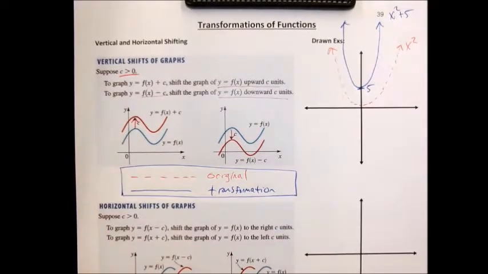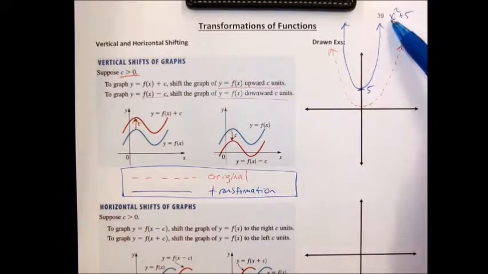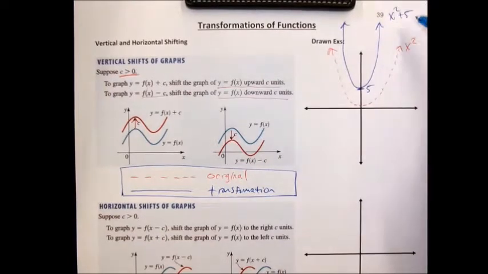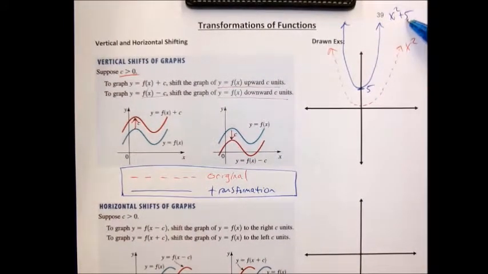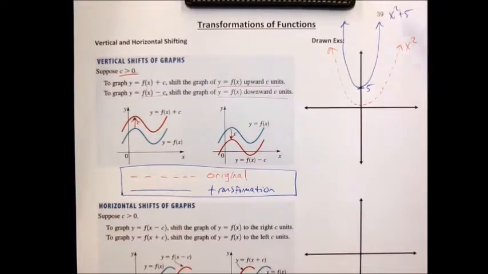And think about why that's true. X squared are the y values. When we plug an x into x squared, a y value comes out, right? And so if we add 5 to x squared, it's like we're adding 5 to every single y value. And if you add 5 to every y value, it just shifts the entire thing up 5, right? And similarly, if we subtracted 5, it would do the opposite.